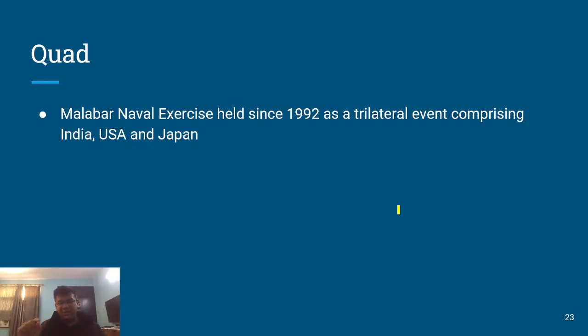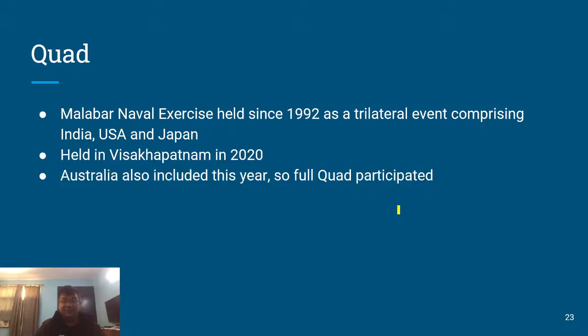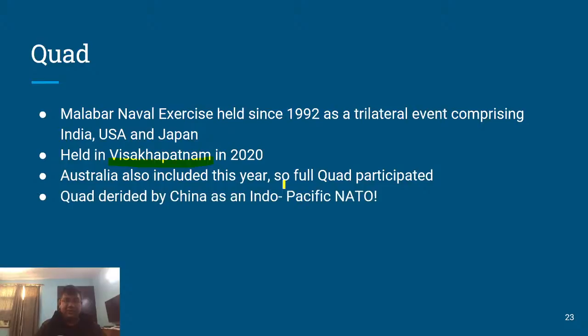And this year, to complete the Quad, Australia has also been invited, right? And as I said, it was held in Andhra Pradesh this year in the city of Vishakhapatnam. This is something which I'm not unhappy about. Rather, it makes me quite proud to see that China has derided the Quad as an Indo-Pacific NATO.